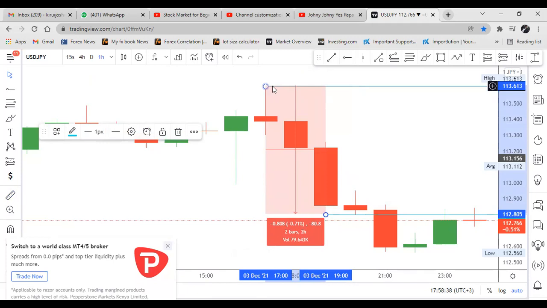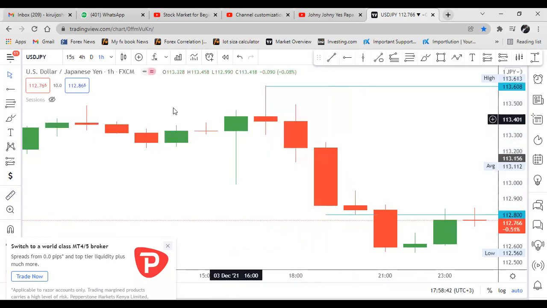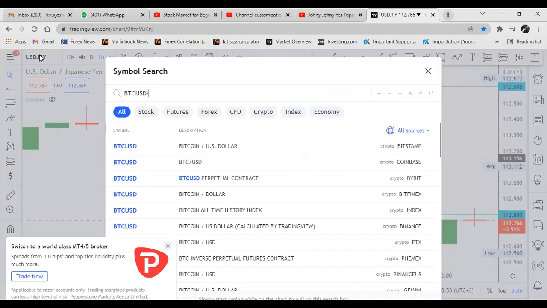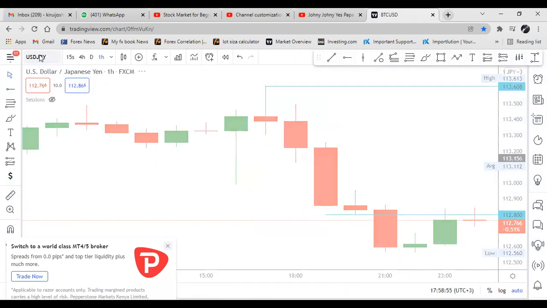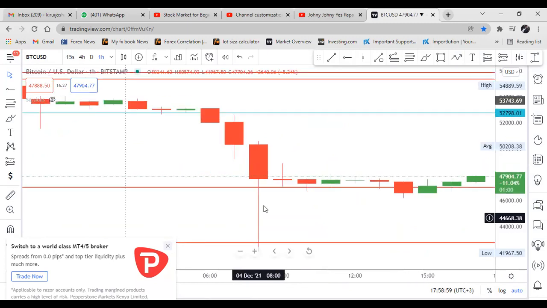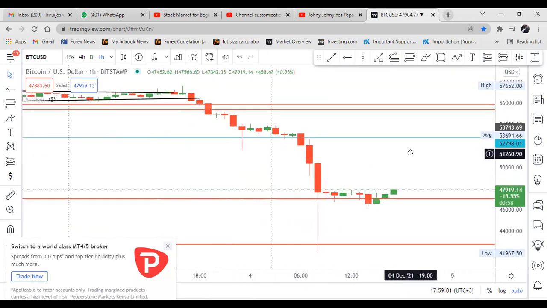That pair has moved from this high to this low. So I hope you are understanding how to do the subtraction. Let's look at another example here. Bitcoin, that is BTC USD. I want to look at BTC USD because it also has a very huge figure, a very huge number.